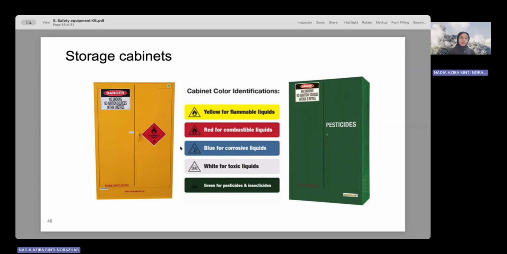These are examples of the storage cabinets that we usually see in the labs. This is already marked and approved cabinets. So this will be the cabinet color identification. It is also categorized by color: yellow for flammable liquids, red for combustible liquids, blue for corrosive liquids, white for toxic liquids, and green for pesticides and insecticides.